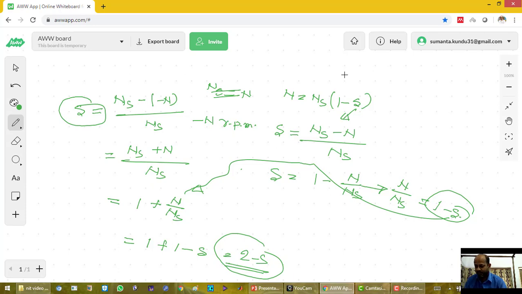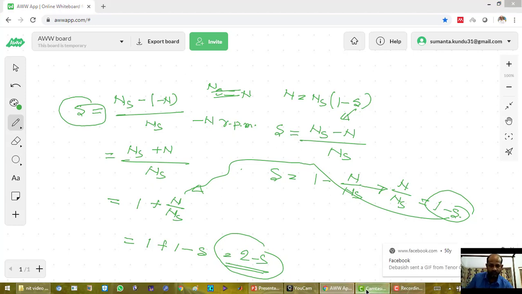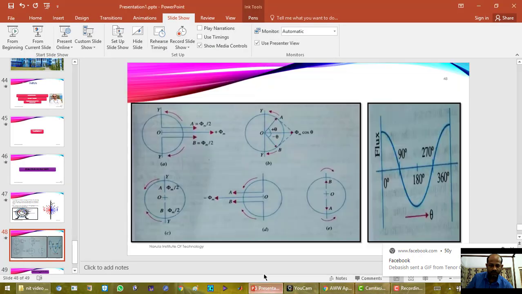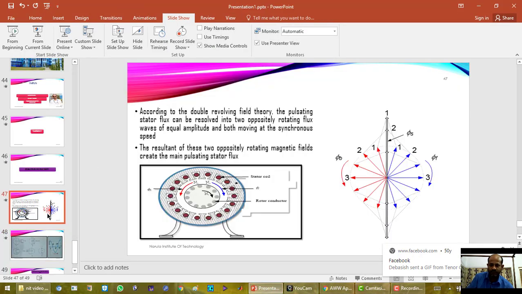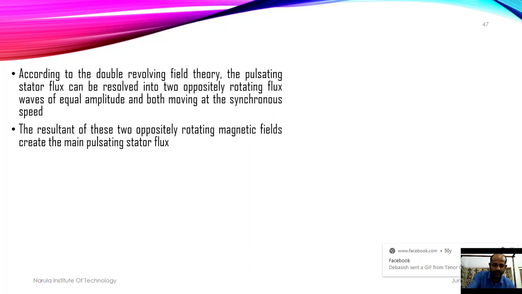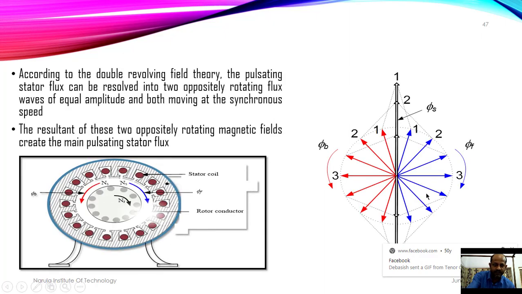Now if we see here, suppose we have taken different instances, right? Different instances we have taken.